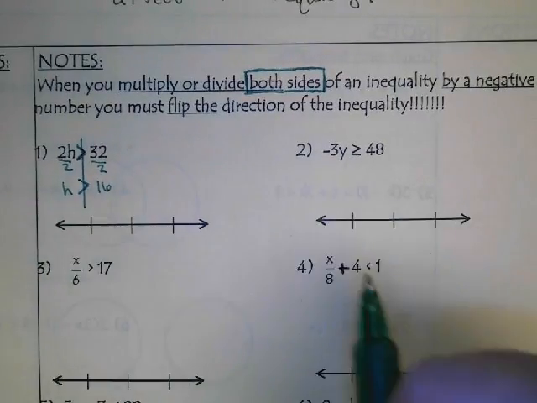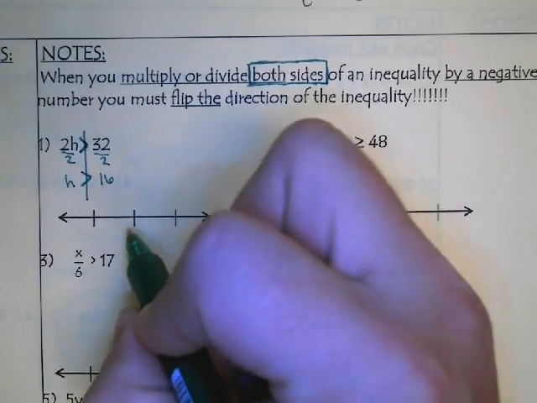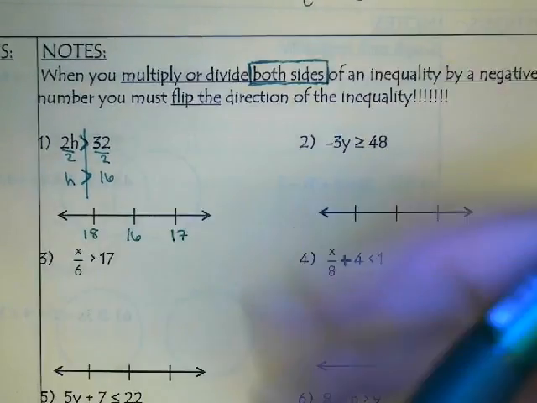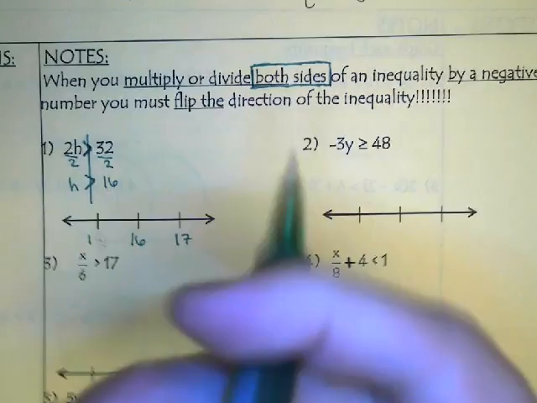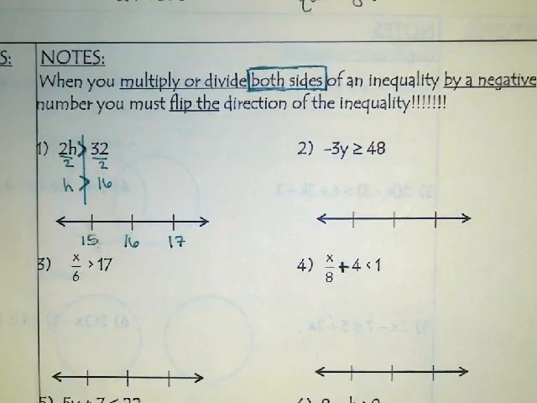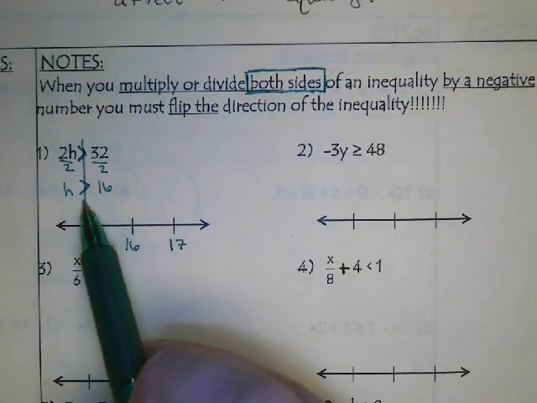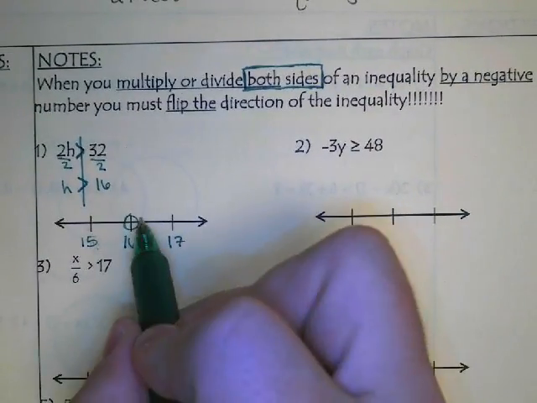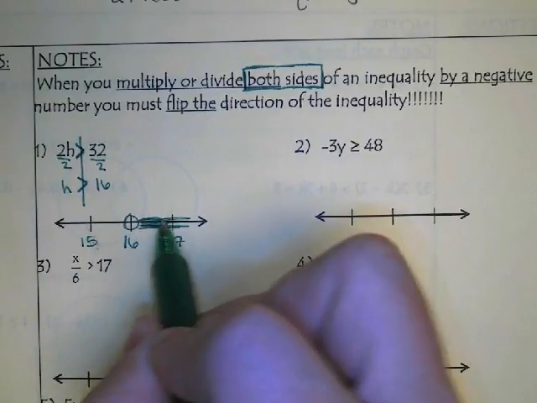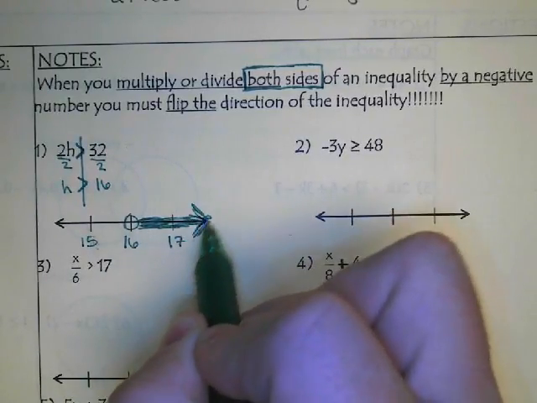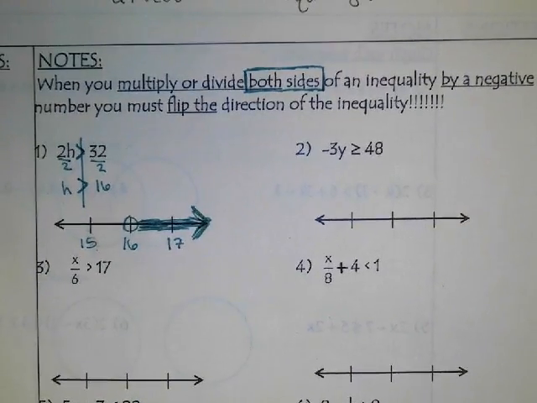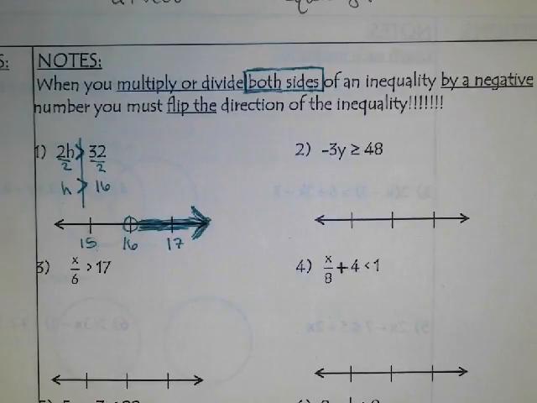So we can create our number line any way we want. For this one, I'm just going to put 16 in the middle, and then 17, and then 15 comes before 16, like so. Since we have no line underneath, we'll use an open circle, and then we will shade the area that represents the numbers that are greater than 16. H is all the numbers that are greater than 16. Okay, pretty straightforward.